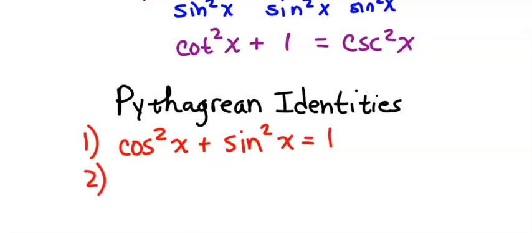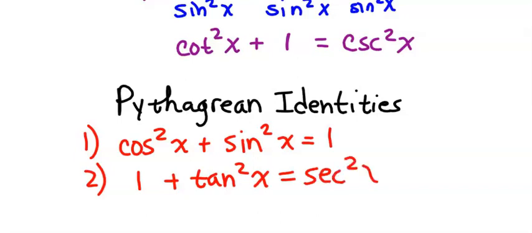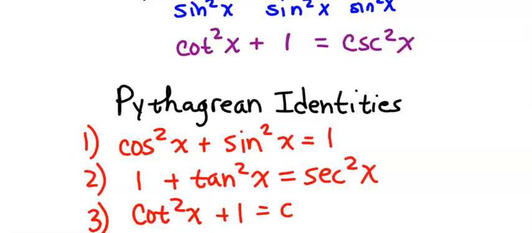I want to do cotangent. No, sorry, let's not do that yet. Let's do the other one. Cosecant. All right, so those are our 3 identities, guys. Now we're going to start using them. All right, here we go.